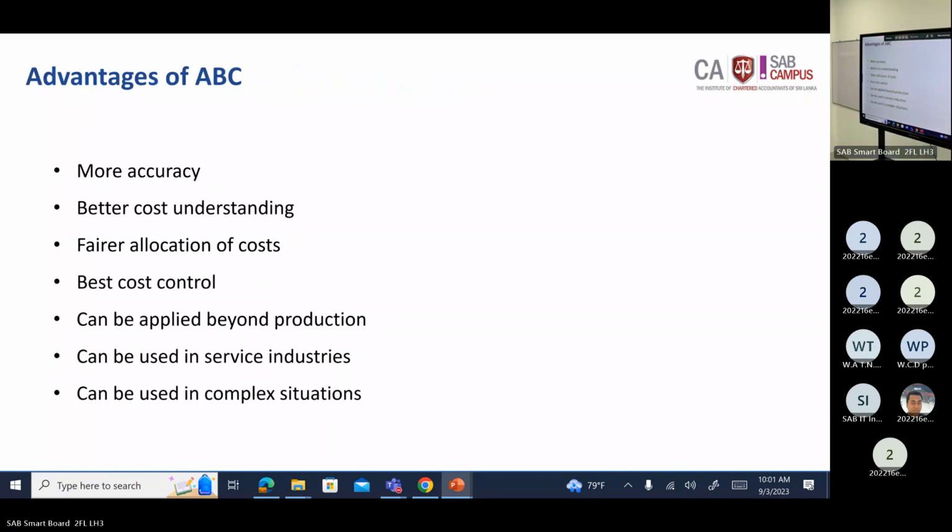Right. So the advantages of activity based costing: it is more accurate, and it helps us to better understand the cost. It fairly allocates the cost. Right? Accuracy.